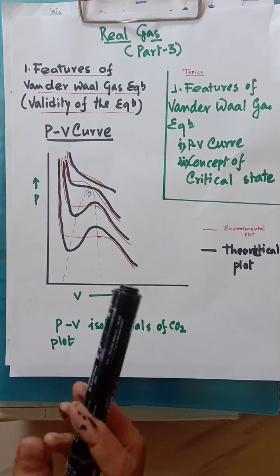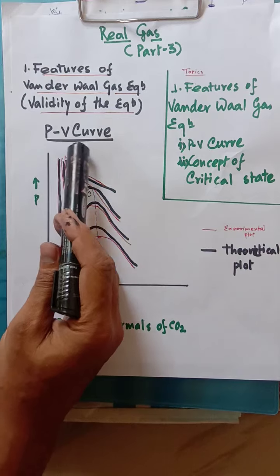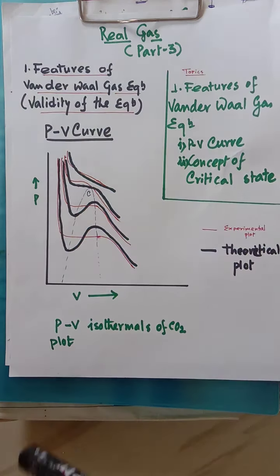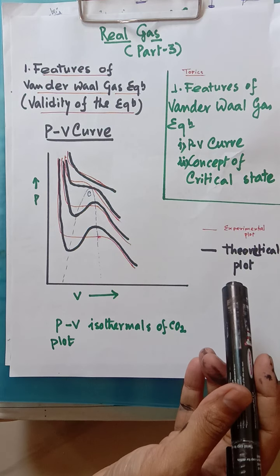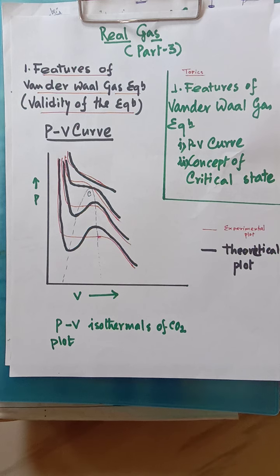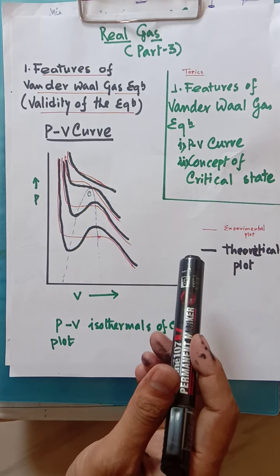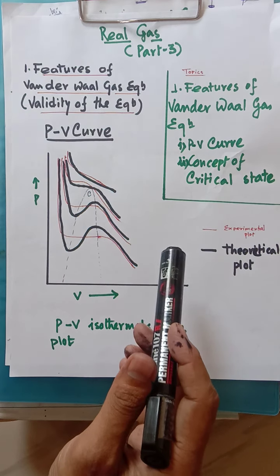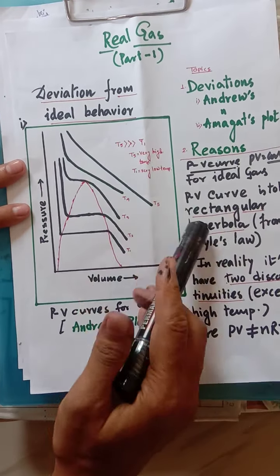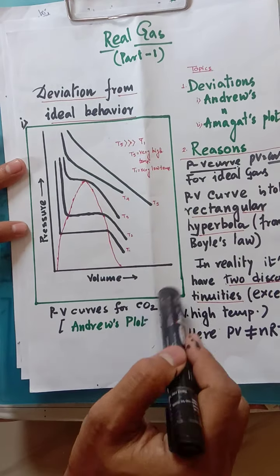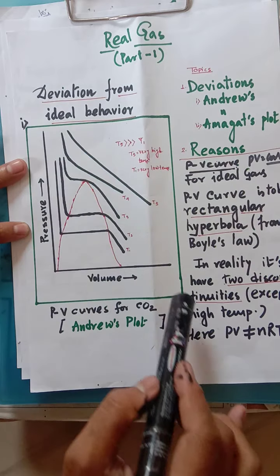Actually, we can say it is the validity of this equation also. Now let's start from the P versus V curve. In the first part of real gas, we have already learned about the experimental curve of PV, which was known as the Andrews curve. In the part 1 segment, I have shown this curve, the Andrews plot. This is the experimental curve.